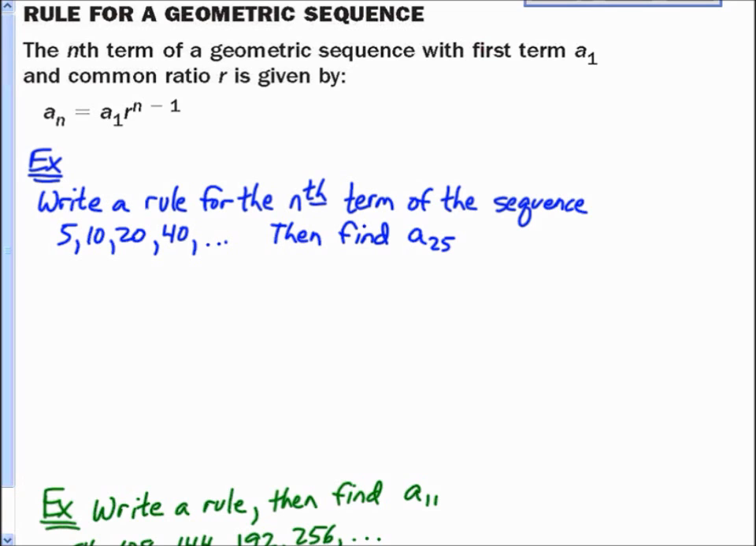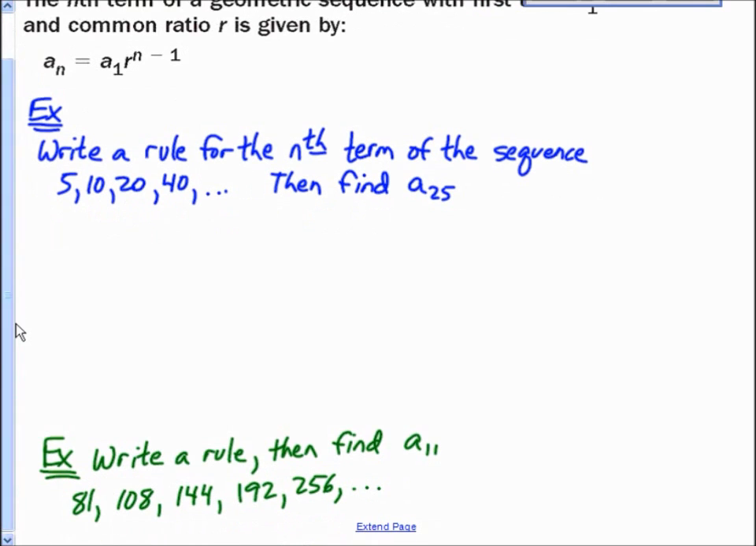So let's take a look at this first one. We've got this geometric sequence here: 5, 10, 20, 40, and so on. So what's our common ratio? Number one, let's find r. Do you notice that r is the second term over the first term? So 10 over 5, you see how your common ratio is 2. That's the same thing as 20 over 10, still 2, or 40 over 20. So your common ratio is 2.